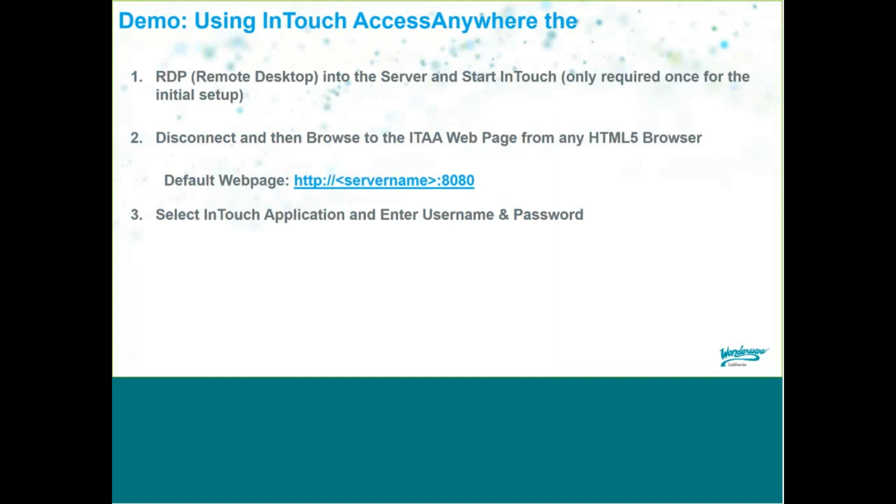All right, so we'll go ahead and demo this. And so we're going to RDP. First, I'll just RDP into the server and start InTouch, which is only required once for the initial setup. And then we'll disconnect, and then we will browse to the InTouch Access Anywhere web page from Chrome in this case. And the default web page is your server name or IP address, :8080. And then you can select your InTouch application and log in, and you're running.